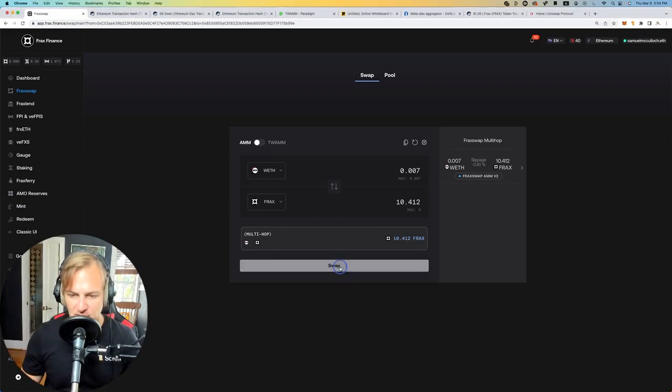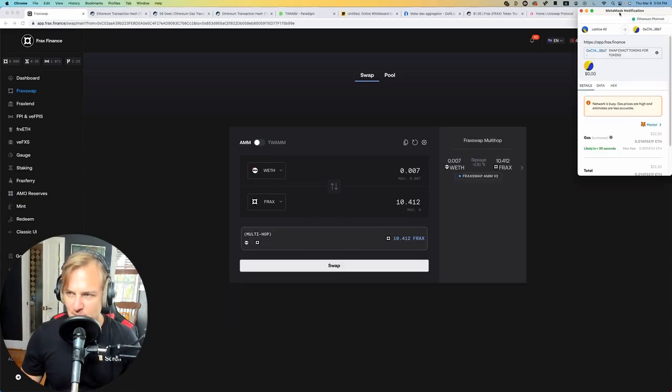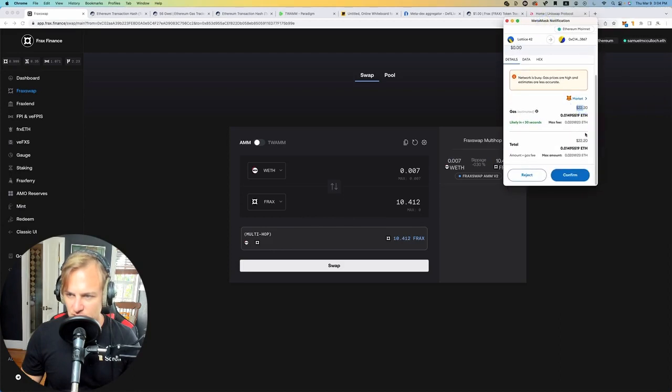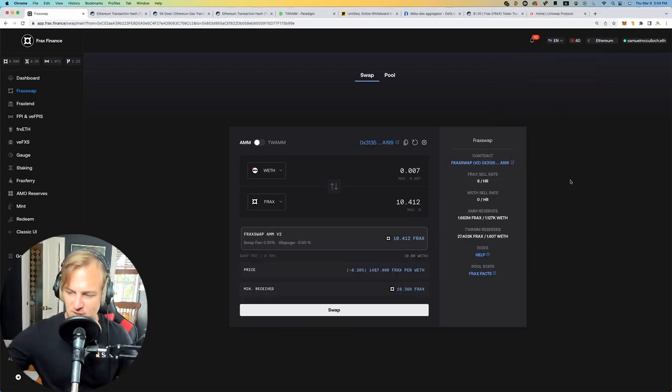And so when I press swap this time, the MetaMask thing is going to pop up. I'm going to get something saying that gas is quite high, and it is quite high. It's $22. It's a lot, but we're going to pay it. Pay $22 to buy $10 worth of Frax. Boom. There we go. Now we have processing the multi-hop.